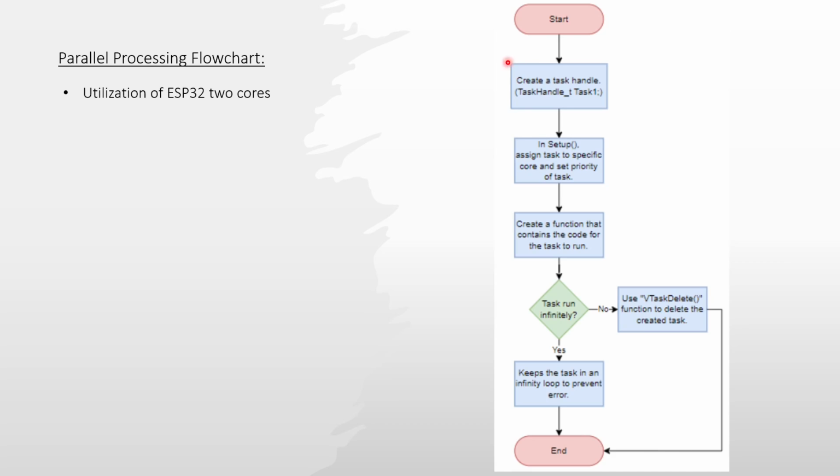For parallel processing, first we create a task handler, and inside the setup of the code, we will assign the task to a specific core and set the priority of the task. A function will be pre-created, which contains the code for the task to run, and the task will either run infinitely to prevent any error, or after running the task, we will use a vTaskDelete function to delete the created task.